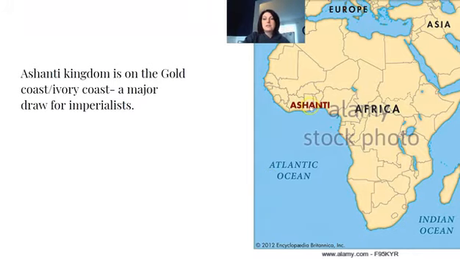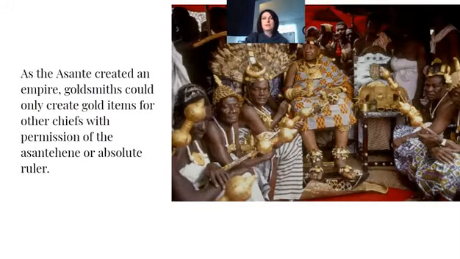So you can see where this is located, the Ashanti Kingdom in Ghana. That's what the British were going for. They wanted this area because of the ivory and gold that were in this area that were very precious to them during this time. All right.